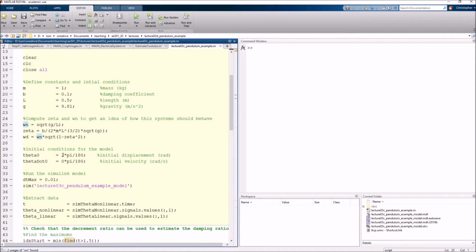Initial conditions. Let's start with an initial condition which makes the small angle approximation valid. I think 2 degrees is a very small angle, so things should work. What I'm going to do here is simulate the model, and then basically plot the response of the nonlinear theta as well as the linear theta. I just want to see how these 2 pendulums swing relative to one another, okay?